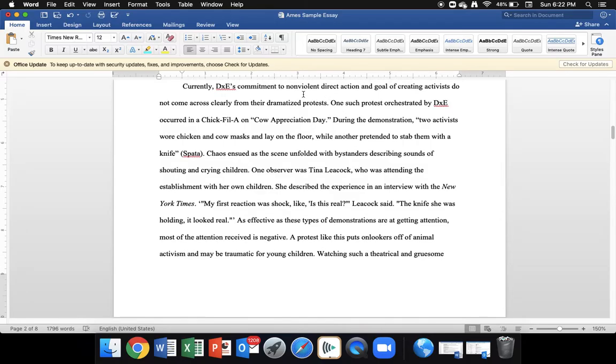Currently, DXC's commitment to nonviolent direct action and goal of creating activists do not come across clearly from their dramatized protests. So this is her topic sentence. This is what she's going to try to prove.